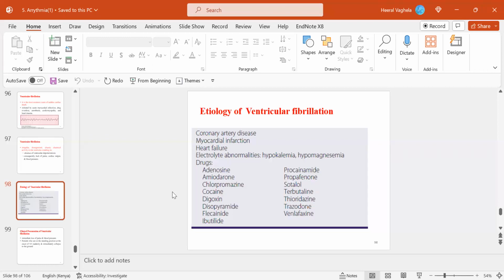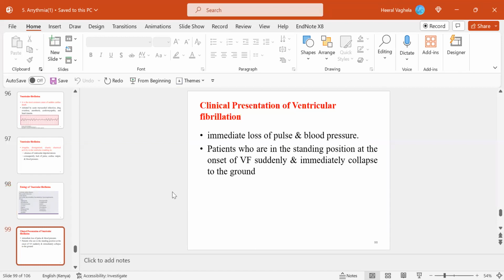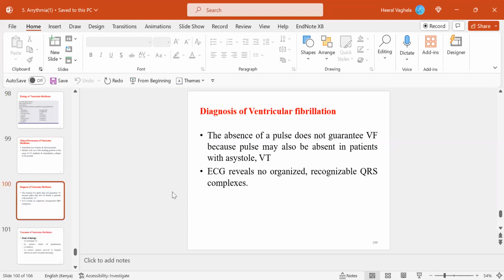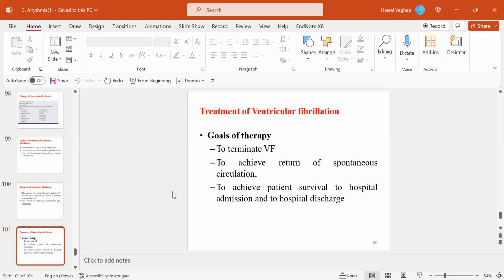Yeah, and then some of the drugs that cause it, again, are the same ones. Over here, the clinical presentation would be loss of pulse and blood pressure, and the patient usually immediately collapses. Diagnosis, again, the same, using the ECG, where the QRS complexes are, you can't recognize them. Goals of therapy.